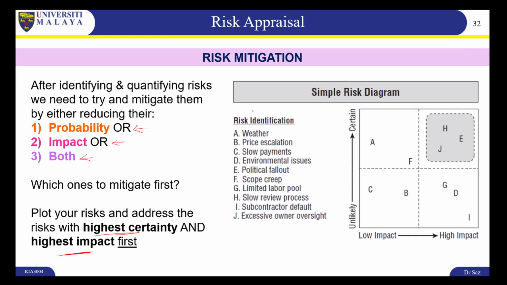So make a graph like this: certain here, unlikely here, low impact here, and high impact here. So this place will have high certainty and high impact. So do this first, then you can do these two, and then this one will be the one that you do last.